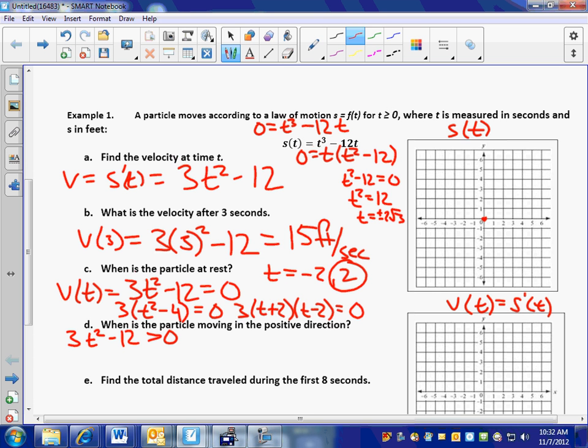How many solutions should I have here? 3. I have 2 of them, plus or minus 2 square roots of 3, as well as 0, which I already have plotted. Okay? So, what is 2 square roots of 3?